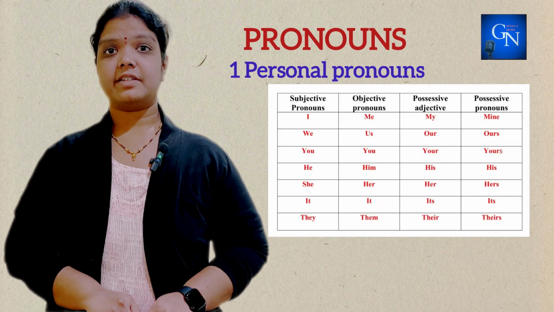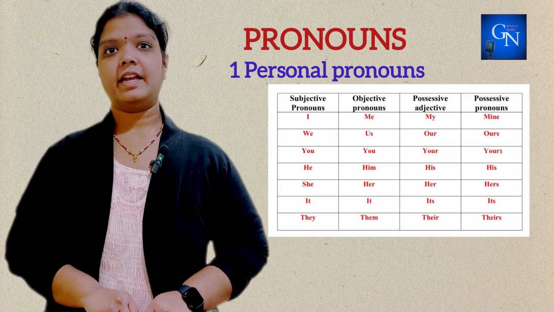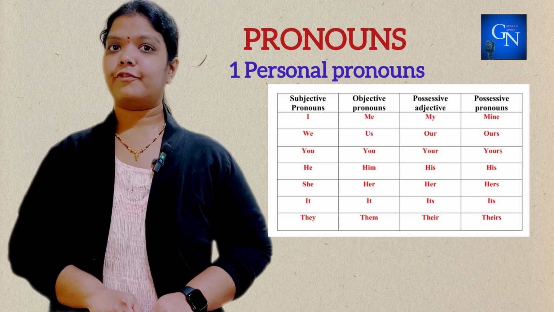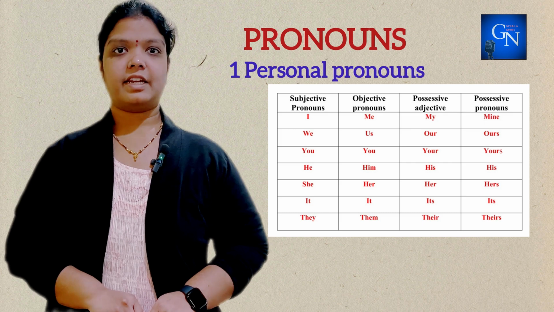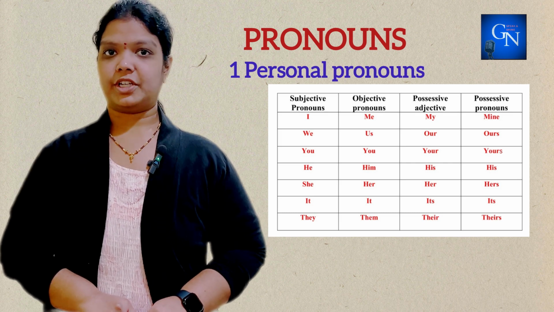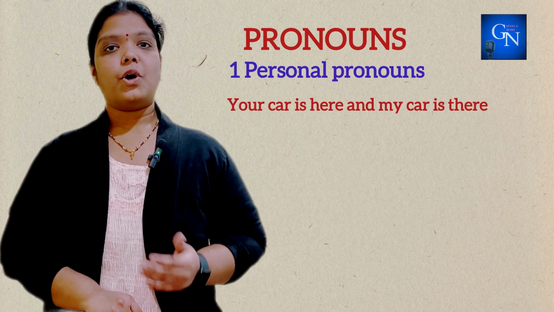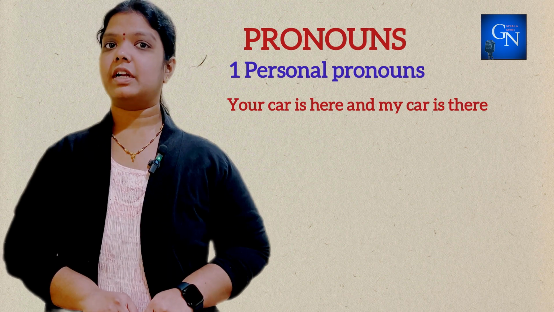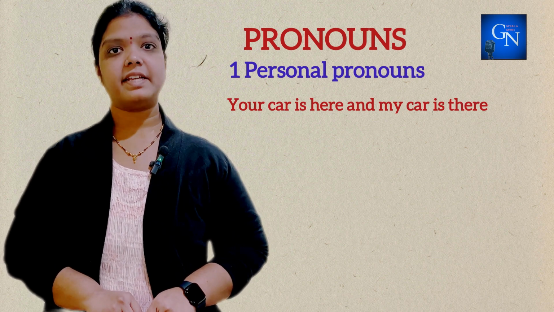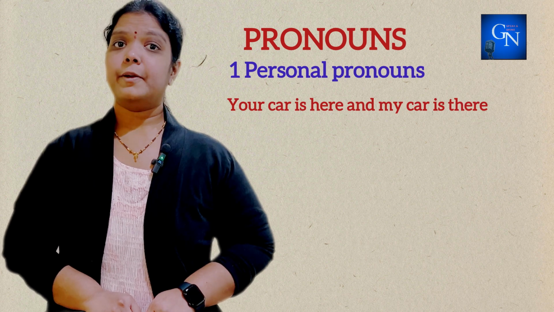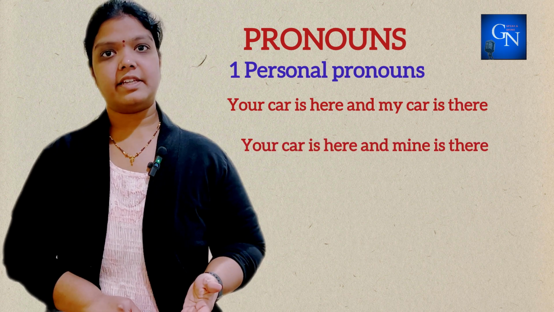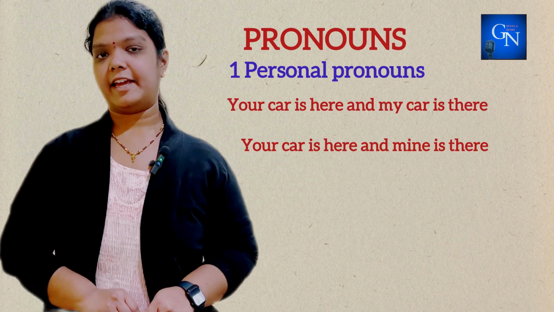Possessive pronouns replace the nouns to show the possession. Mine, ours, yours, hers, his, its, theirs. So these are all the possessive pronouns that replace the noun to show the possession. For example, your car is here, my car is there. Instead of using car two times, we can replace the noun using a possessive pronoun called mine. Your car is here and mine is there.